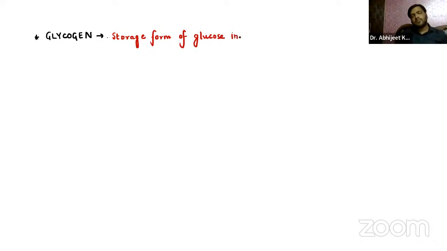Now, guys, you already know that glycogen is the storage form of glucose in our body. Or in other words, I can simply say that glycogen is the polymer of glucose. You already know that it is a branched polymer of glucose.